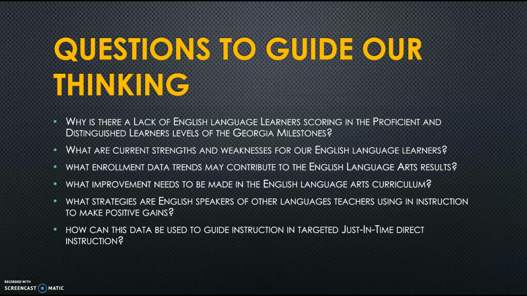Now we will consider some questions that will help us guide our thinking as we examine the data. First, why is there a lack of English language learners scoring in the Proficient and Distinguished Learners levels of the Georgia Milestones? What are current strengths and weaknesses for our English language learners? What enrollment data trends may contribute to the English language arts results? What improvement needs to be made in the English language arts curriculum? What strategies are English speakers of other languages teachers using in instruction to make positive gains? And how can this data be used to guide instruction and targeted just-in-time direct instruction?